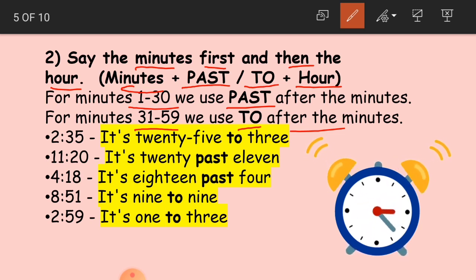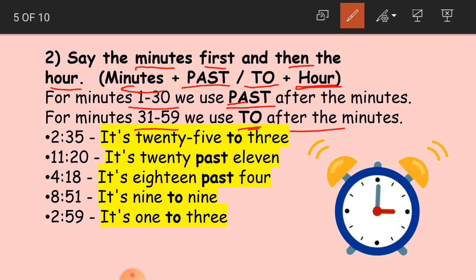It is 25 to 3, because here the minutes were 35. From 31 minutes to 59 minutes we use to. From 1 to 30 minutes we use past. Okay children, after the minutes we have to use past or to, and then mention the hour, whether it is 2, 3, 4, 5, whatever it may be.